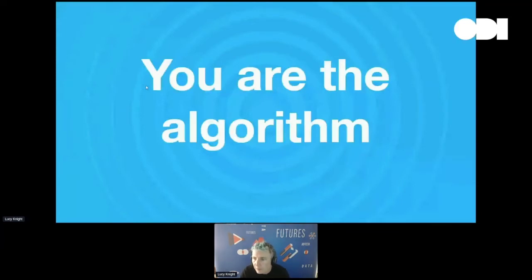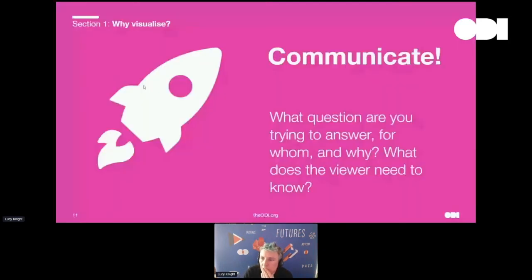Bias can creep in. Misinformation can creep in if we're not careful. You are the algorithm. You are part of that system that's making those decisions about what insights are going to come from that data, about what possible actions people might take, and that carries some responsibility. So, with that responsibility in mind, this is what we're actually doing.